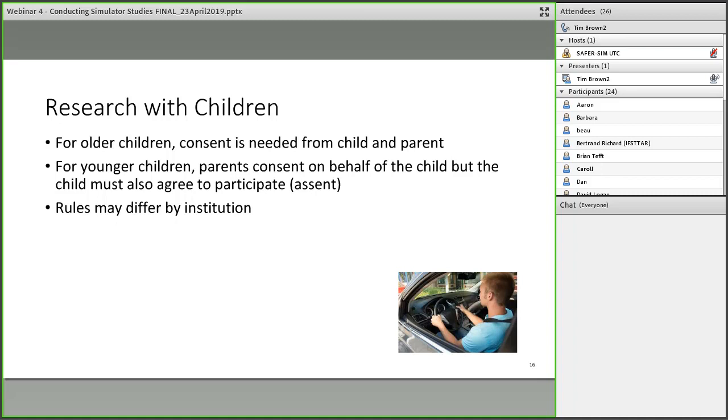If you start looking at younger ones, then you're going to get consent from the parents on behalf of the child, but the child also must agree to consent, and that is what's referred to as assent. It generally has the same information, but in a much simpler format so that the child can understand. Rules vary by institution, and different state laws come into play in terms of when people can consent. Your institution will know what those rules are, so it's important to work with them on figuring out where you want to be with work with children.